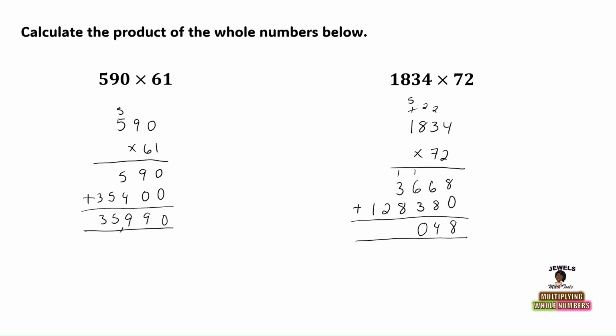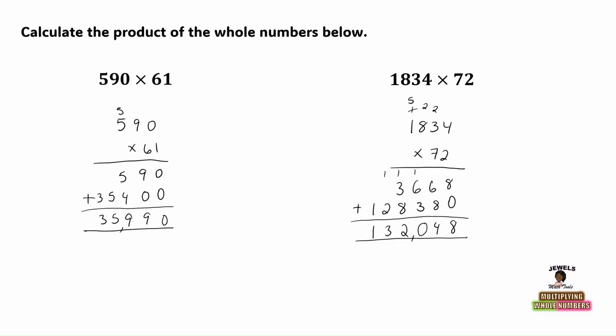So 1 plus 3 is 4. 4 plus 8 is 12. We write in the 2. Carry the 1 to the next column. 1 plus 2 is 3. And then we'll bring down that 1.